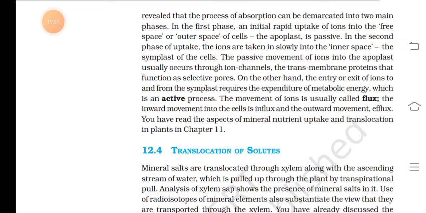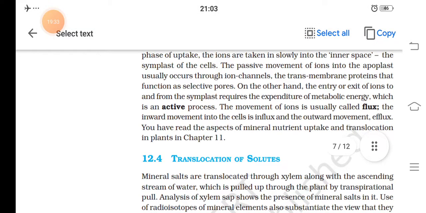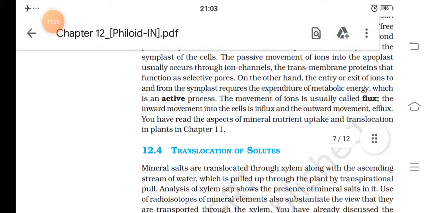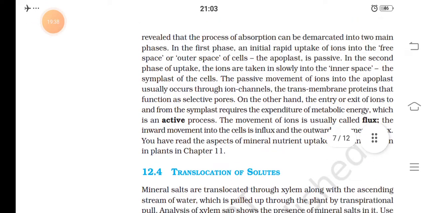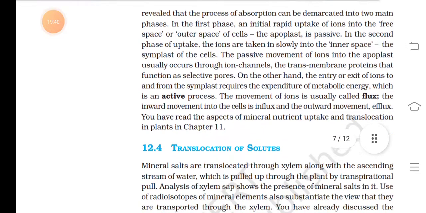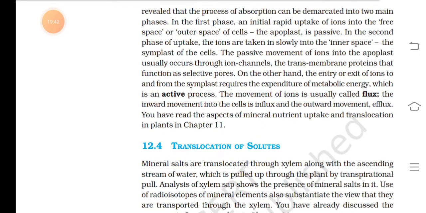In the first phase, there is an initial rapid uptake of ions into the free space or outer space of the cell, the apoplast. This is passive. In the second phase of uptake, the ions are taken in slowly into the inner space, the symplast of the cell. The passive movement of ions into the apoplast usually occurs through ion channels, transmembrane proteins that function as selective pores.